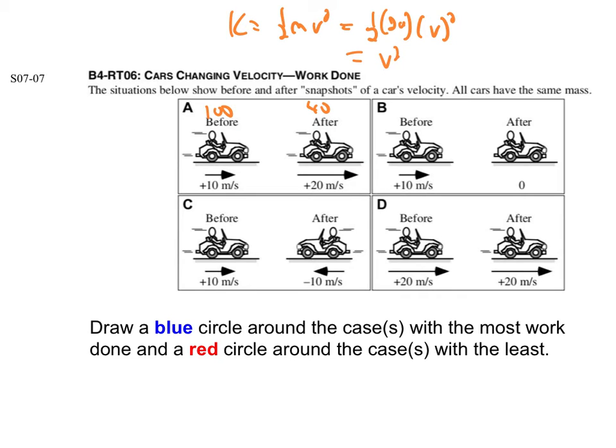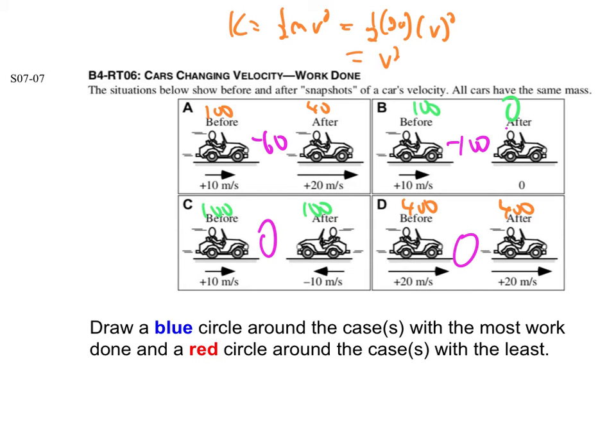In case B, we start with 100, but we end with nothing. In case C, we start with 100 and we end with 100. And in case D, we start with 400 and we end with 400. So now let's talk about our delta. 40 minus 100 is minus 60. 0 minus 100 is minus 100. 100 minus 100 is 0. And 400 minus 400 is 0.